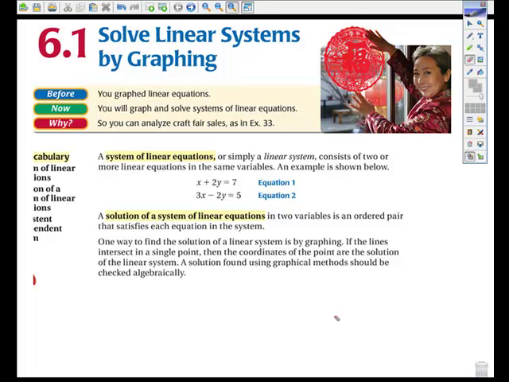Alright, lesson 6.1 is solving linear systems by graphing. And in this chapter you're going to solve systems in a slew of different ways, but we're going to start out with graphing. First, it's important that you understand what a linear system actually is.